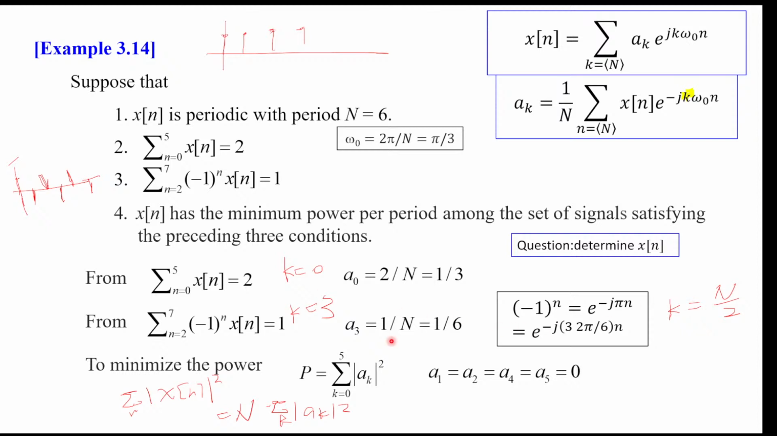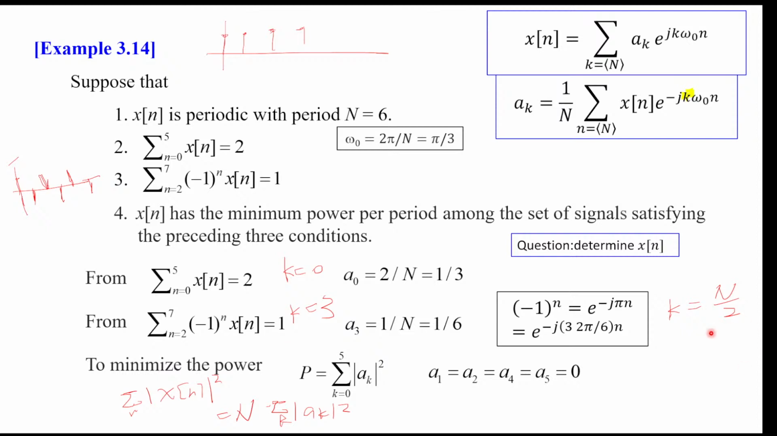Okay, and that's the intuition, and we can also check algebraically that (-1)^n actually corresponds to k equal to N over 2. Because -1 in terms of complex numbers is e^(-jπ), so (-1)^n is e^(-jπn). Then this π, we write it in terms of kω0. So when k equal to 3, and we know ω0 is 2π divided by 6, you see that 3 times 2π divided by 6 is this π here.